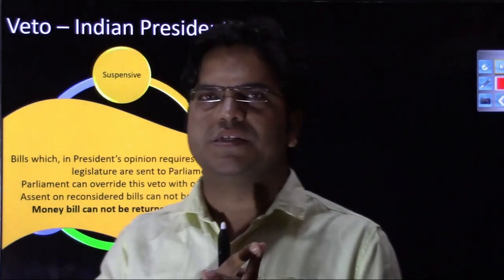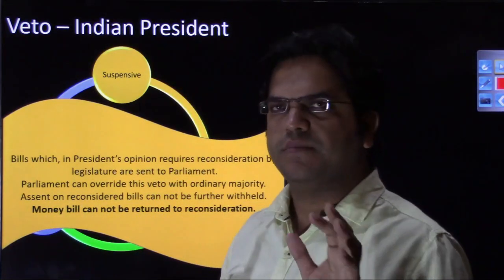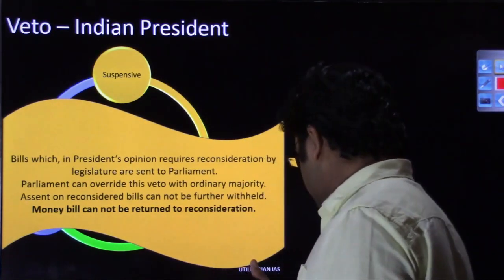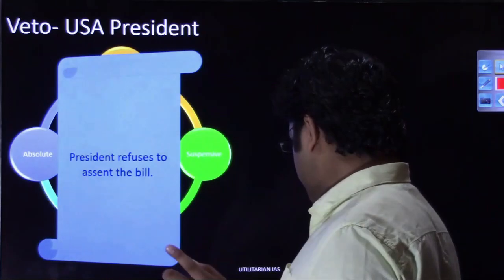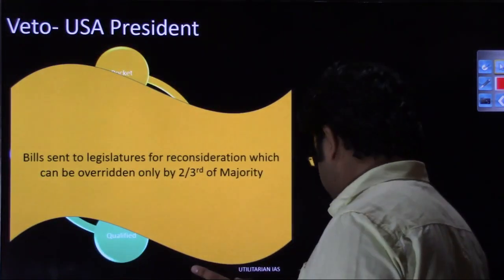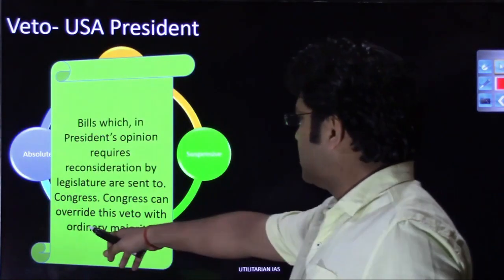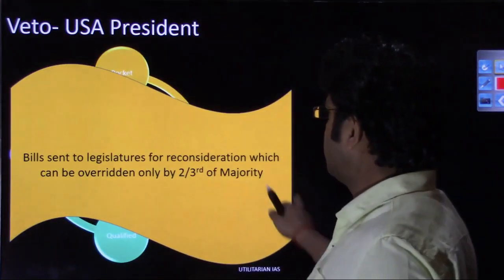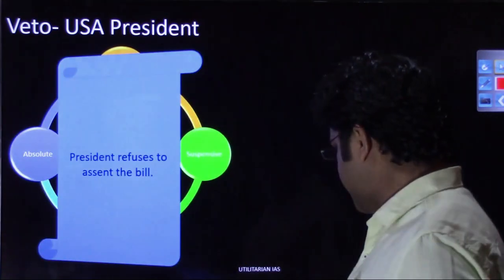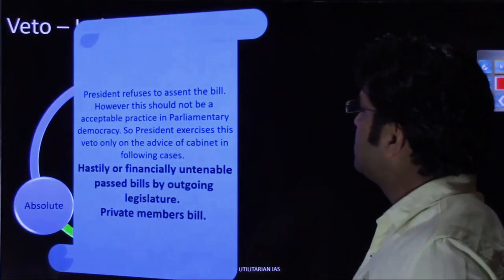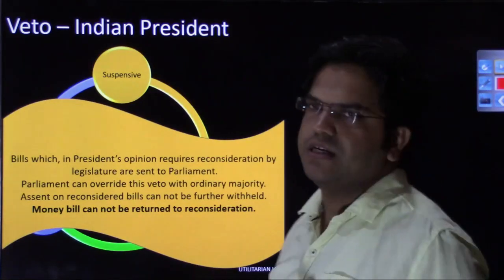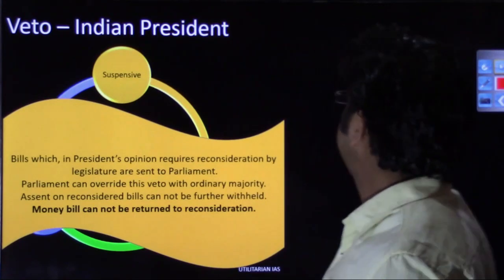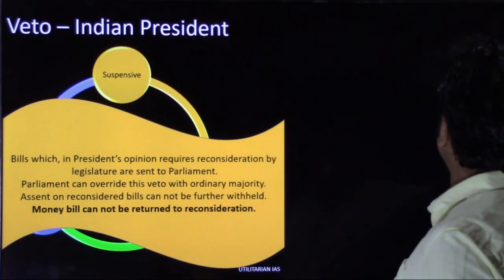In the first kind of suspensive veto, the veto could be overridden by a simple majority, and in the second kind, the veto could be overridden by a special majority, that is, two-thirds of the majority, right? By a simple ordinary majority and by a special majority, that is two-thirds. But in India's case, the suspensive veto that the Indian president has can be overridden only by the ordinary majority. No special majority is necessary. So it's a similar thing.